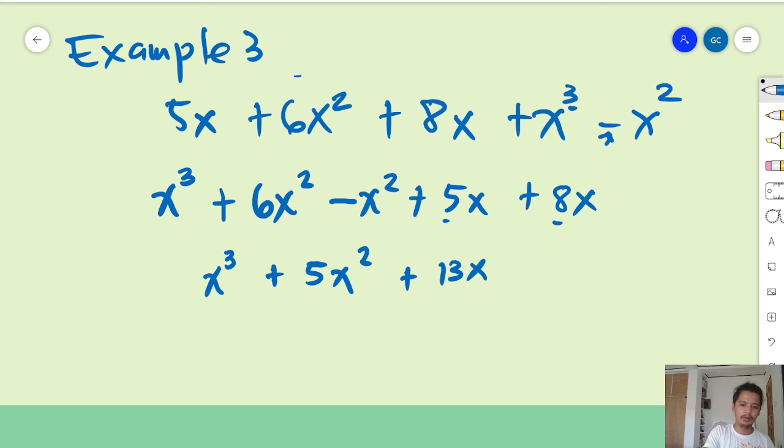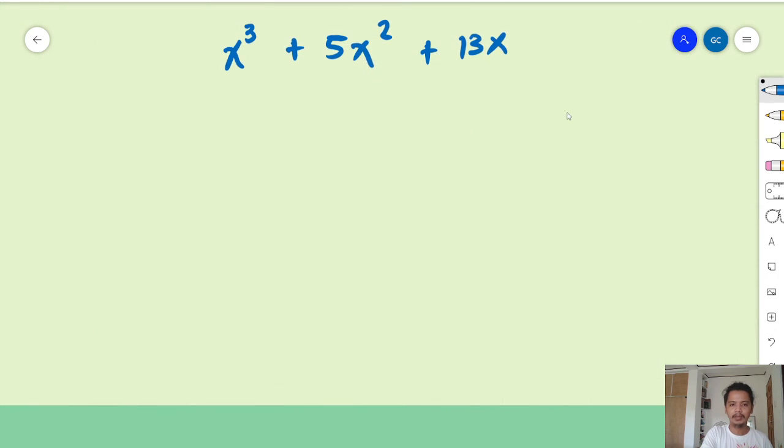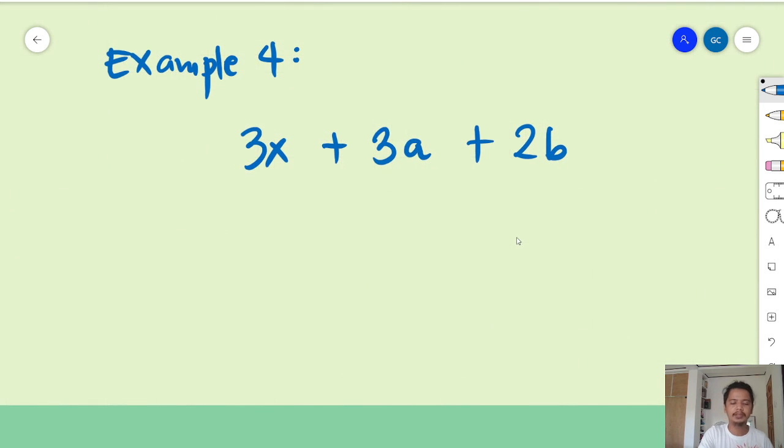Okay. So, bigyan ko kayo ng example. Kayo naman ang mag-solve. Example 4. Let's say we have 3x plus 3a plus 2b. Go ahead. Pause the video first. Then come back.